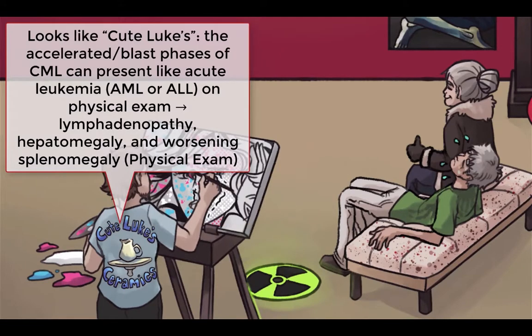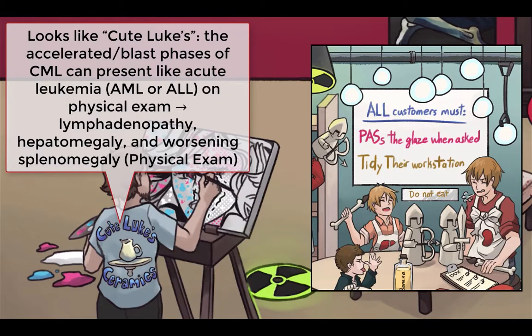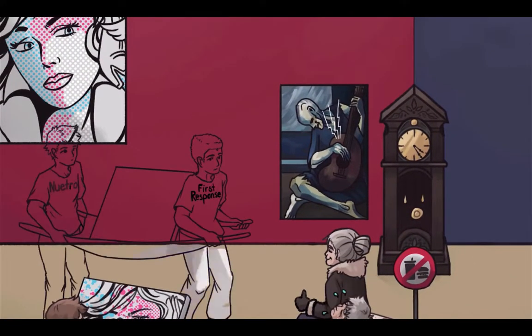In patients in the accelerated and blast phases of CML, you may see signs similar to acute leukemia on physical exam. Assess for lymphadenopathy, hepatosplenomegaly, and worsening splenomegaly, signs that disease is spreading beyond the bone marrow throughout the lymphatic system. Alright, enough hands on time.